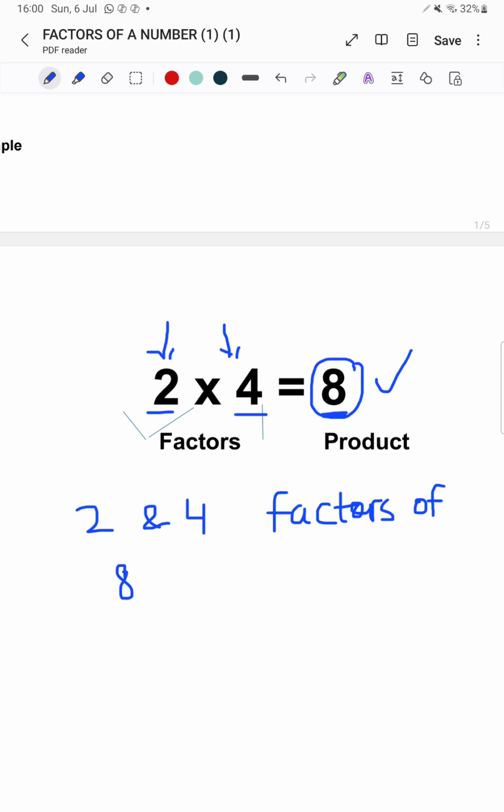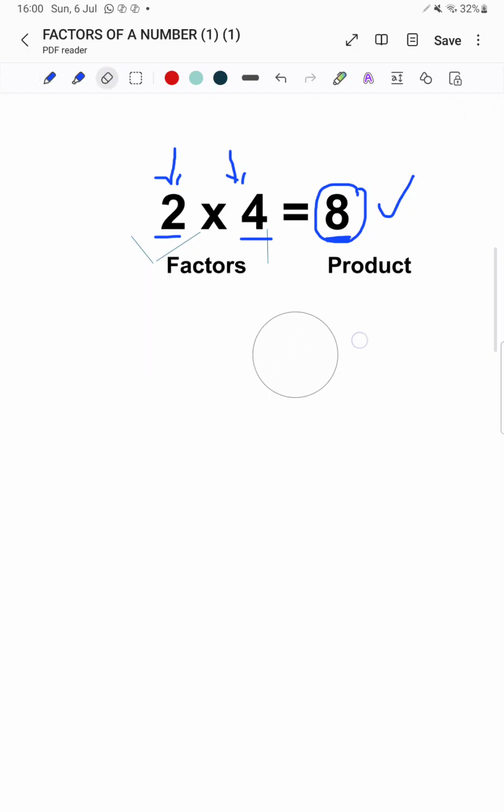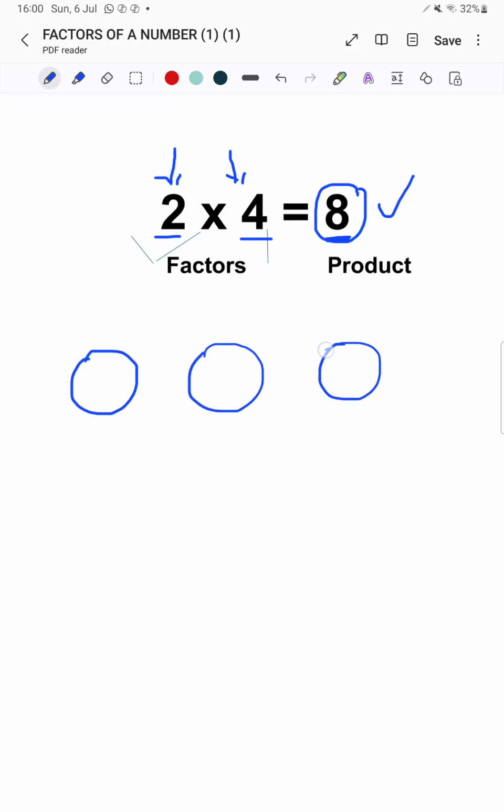Now let's see a practical example of factors. Where do we use this factors concept in our daily life? I am going to give you one practical example and I expect you to give me one example like that. For example, I have 6 cookies. 1, 2, 3, 4, 5 and 6.